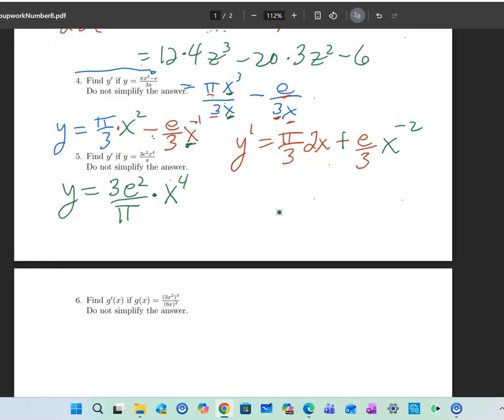Oh, let's go take the derivative. So if y was equal to 5x to the 4th, and I said find y prime, you'd say, oh, carry the 5, and then you'd get 4x cubed, right? This is the same thing, big ugly number. So y prime will be 3e squared over pi times 4x cubed.